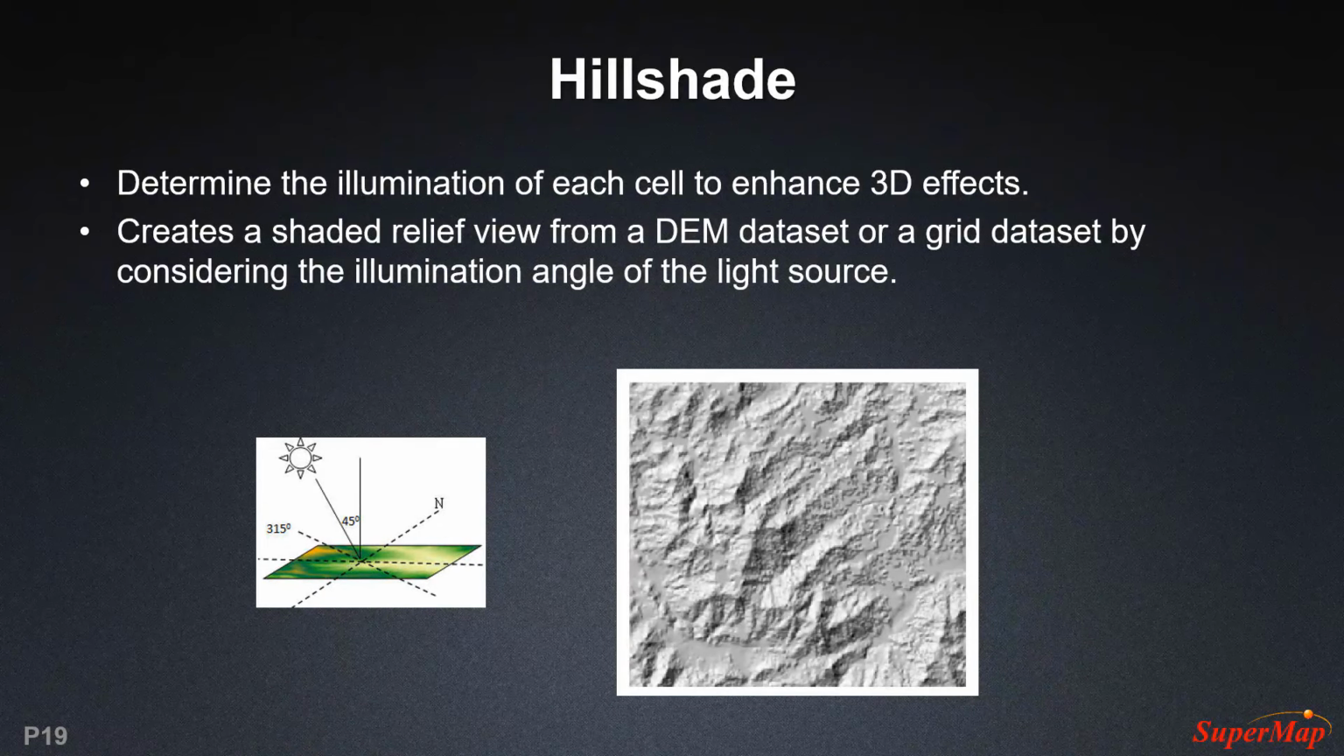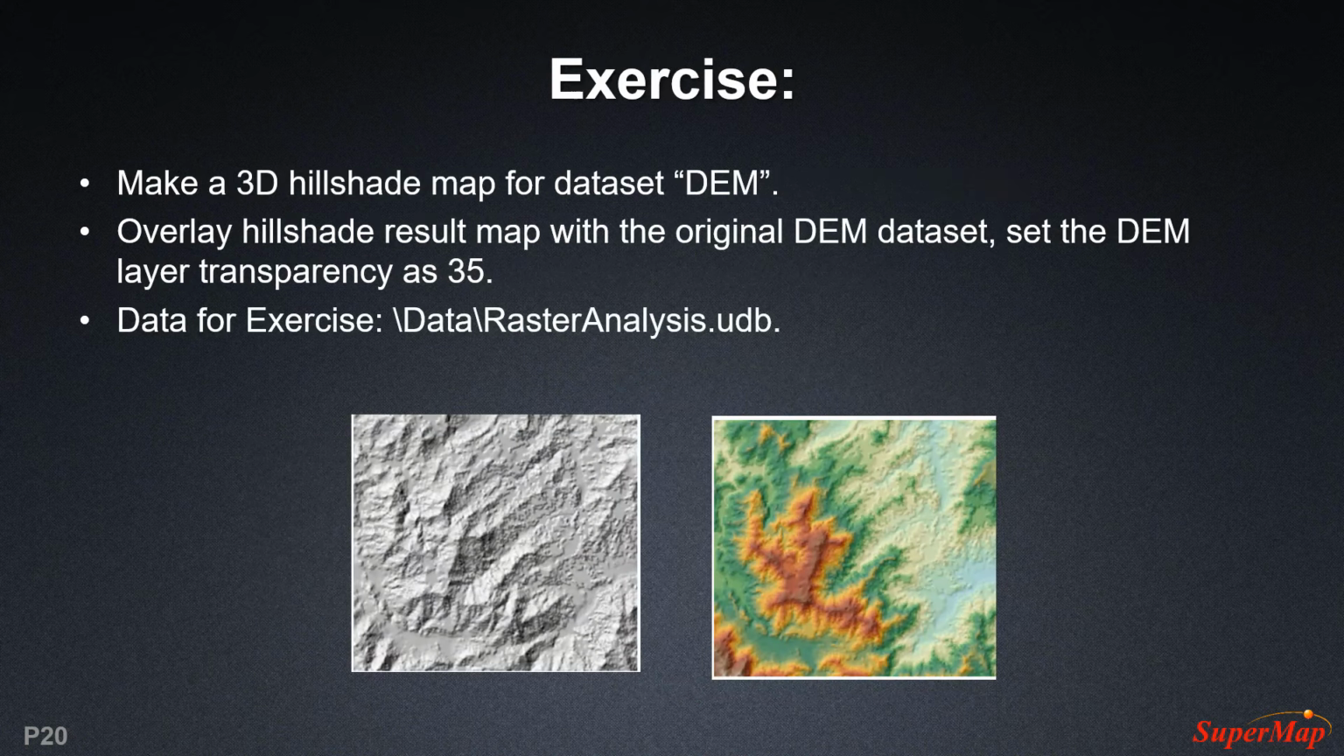Next, we're talking about Hillshade. This allows us to determine the illumination of each cell to enhance 3D effects. It creates a shaded relief view from a DEM dataset or a grid dataset by considering the illumination angle of the light source. So our exercise is to make a 3D Hillshade map for dataset DEM. We will overlay Hillshade result map with the original DEM dataset. Set the DEM layer's transparency as 35. So let's go ahead and do that.